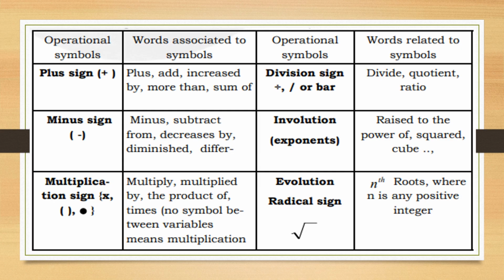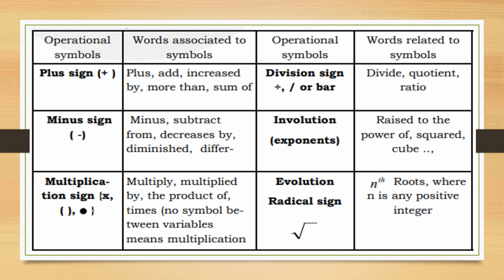So in changing or translating English phrases into mathematical phrases or vice versa, there are these operational symbols and the words associated to these symbols. So para malaman natin na ganito pala yung gagamitin kapag ganito yung word na ginamit. So for the operational symbol plus, or addition, the words associated are plus, add, increase by, more than, sum of. So these are some of the words that show addition.